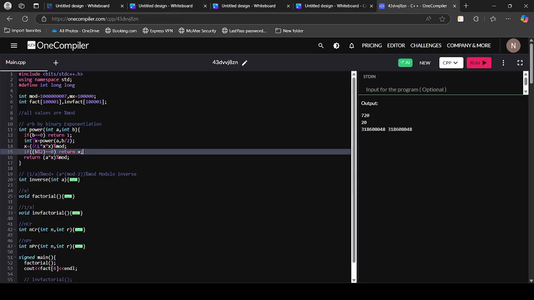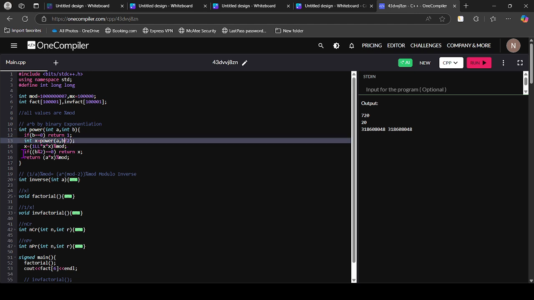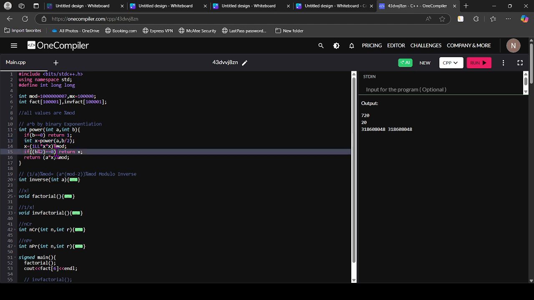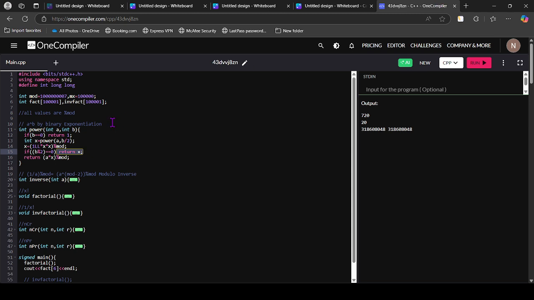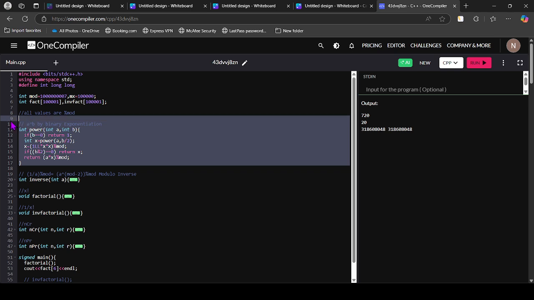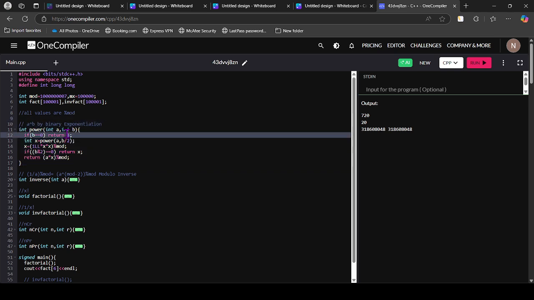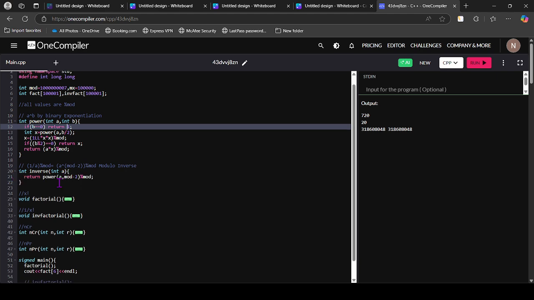So x is equal to x square, and next if b mod 2 is 0, so if it is even, return x because it is just the value of x, 2 power 5 and 2 power 5. And if this is odd, we will reach this and we can return a multiplied by x mod m. So this is a power b, and the time complexity of this is O of log b, which is generally constant.